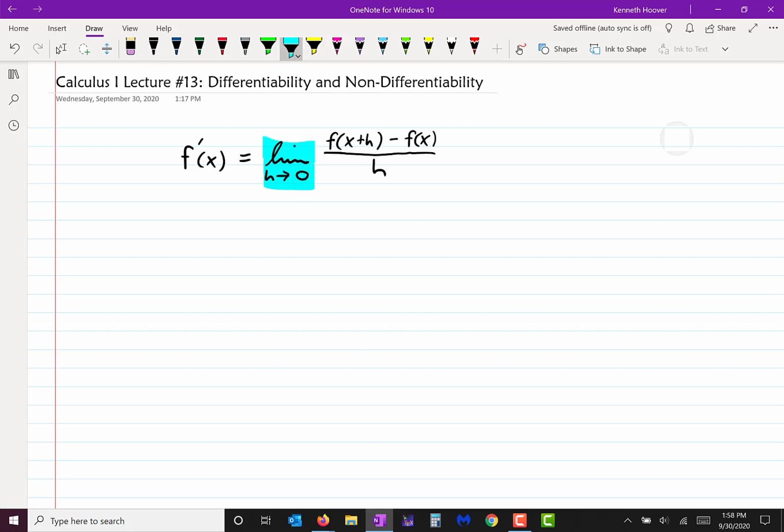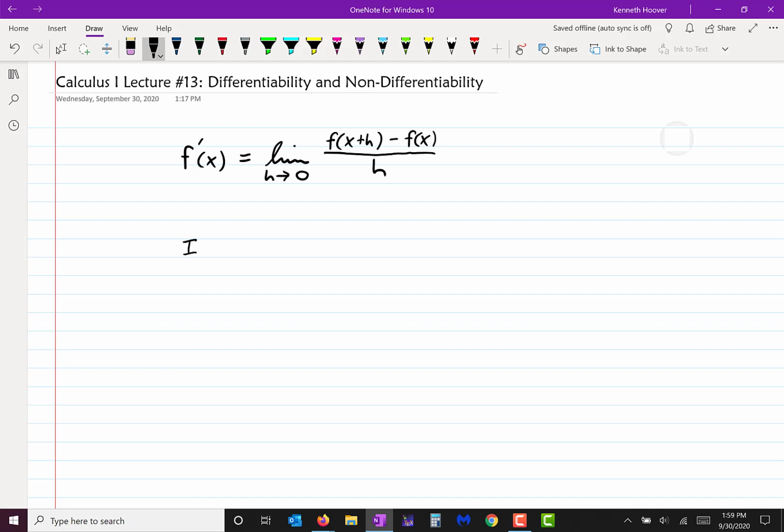And what do you know about limits? You know that some limits exist and some don't. So that means that f prime of x will sometimes exist and sometimes not. And that's what the words differentiable and non-differentiable mean. So I'm going to write that down.